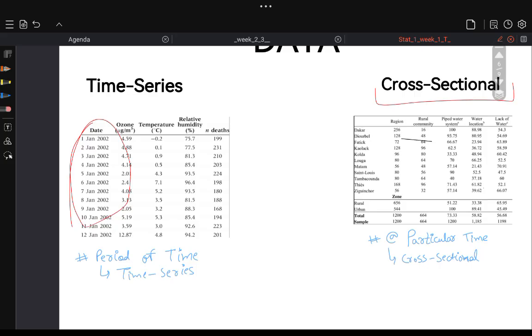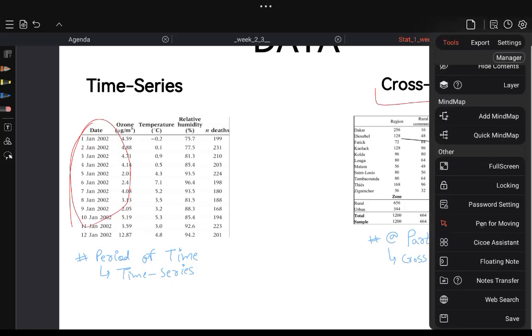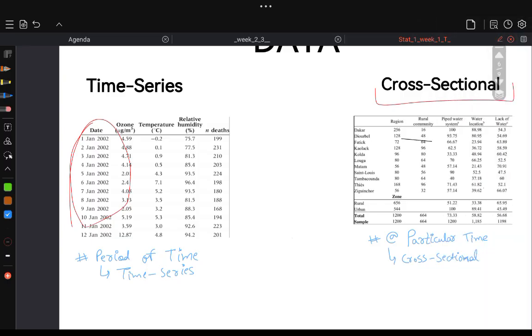First, the time series data is used when we are inferring about a period of time. Like see, in this table from 1st June to 12th June, there is the data of ozone, temperature, relative humidity, and deaths. See, 1st June to 12th June, there is a period of time, right? So whenever there will be a period of time, there the data will be time series.